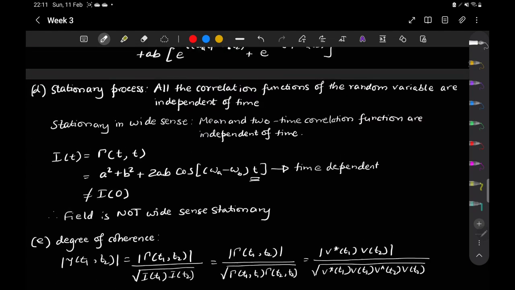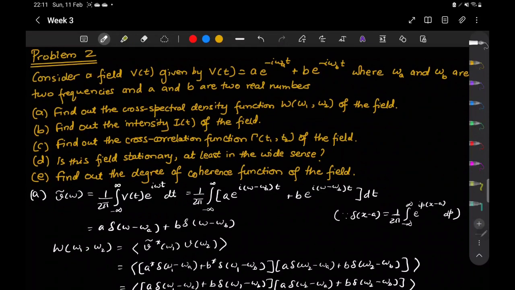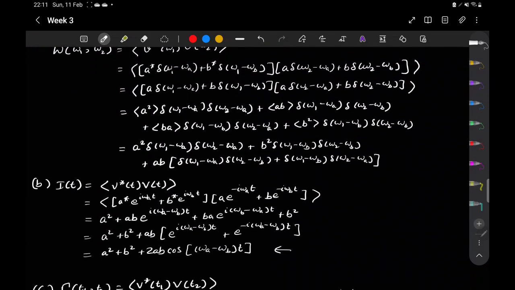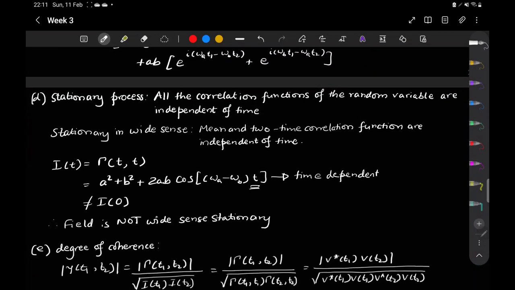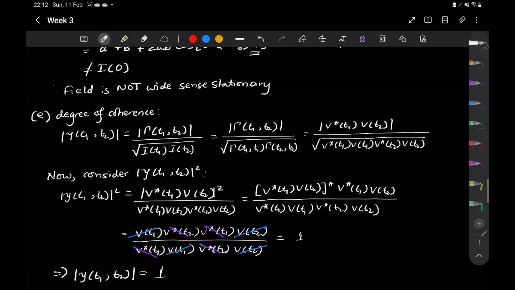This completes problem 2. In problem 2, we were given a field and we calculated various aspects of the field: the cross spectral density function, the intensity, the cross correlation function, and the degree of coherence function, and even checked whether it is stationary or not, at least in the wide sense. So once again, take a few minutes to understand what we have done over here, just to revise it once before proceeding to problem number 3, which will be the last problem for the day.